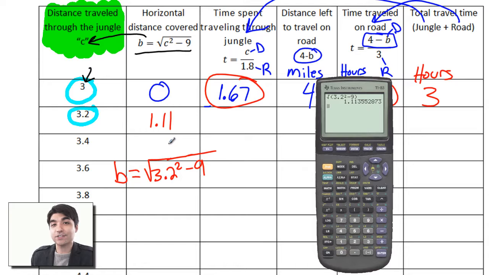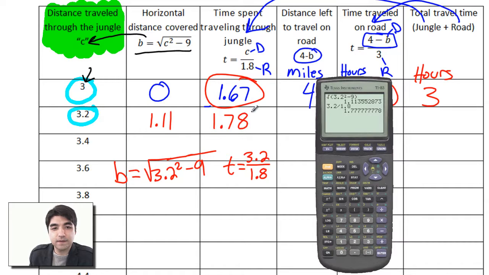So this time we actually did cover some distance horizontally by traveling through the jungle. So we got 1.11. Time spent traveling through the jungle would be t equals c, which is 3.2, divided by 1.8. So 3.2 divided by 1.8 equals 1.78. So that is in hours, and this is in miles.